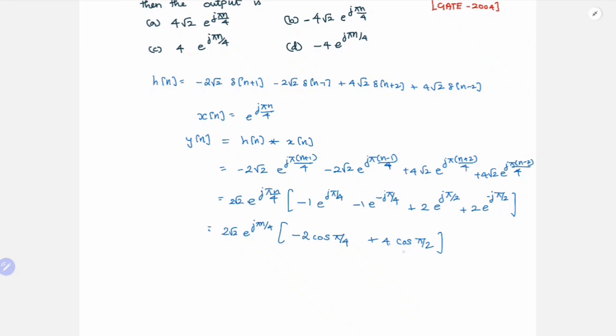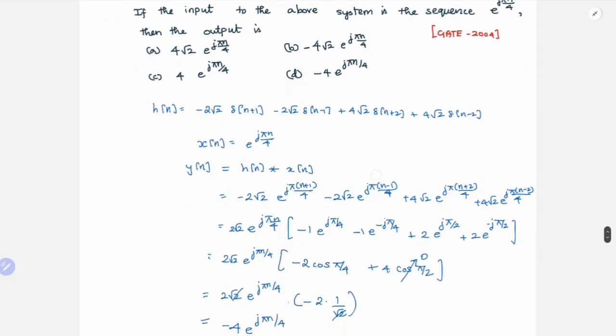Your cos pi by 2 is going to be equal to 0, right? So it will only remain with pi by 4. And cos pi by 4 is nothing but 1 by root 2. So this you can write as 2 root 2 e power j pi n by 4 into minus 2 into 1 by root 2. So the root 2 cancels, and you will get minus 4 e power j pi n by 4. So the answer is option D.